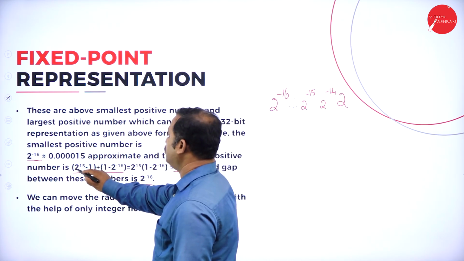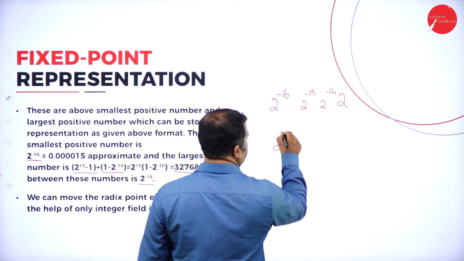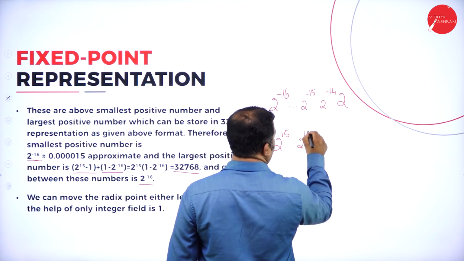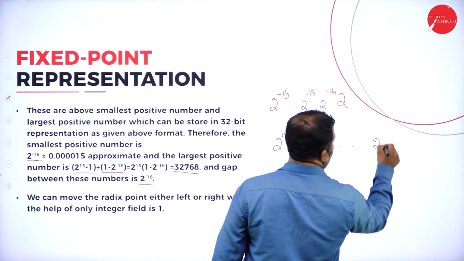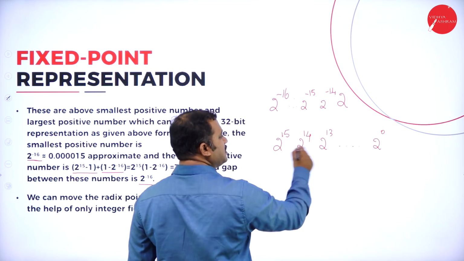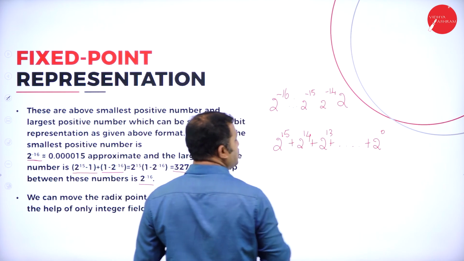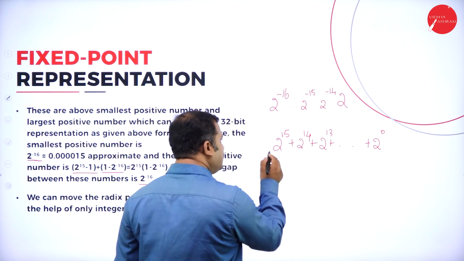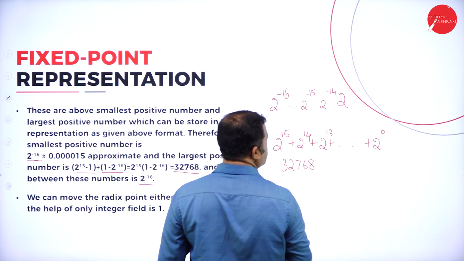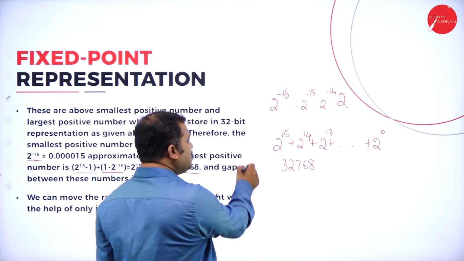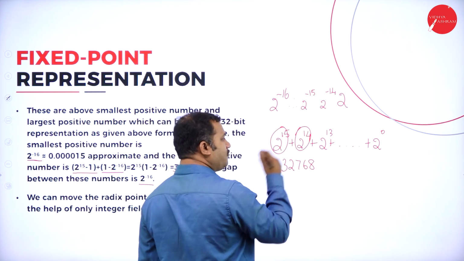We have 2 to the power of 15. If I add up all these values, that is 2 to the power of 15, 2 to the power of 14, 2 to the power of 13, and so on till 2 to the power of 0, what is the value I get? I get the value which is equal to 32,768. So if that is the case, what is the gap between this number and this number? What is the gap between them?